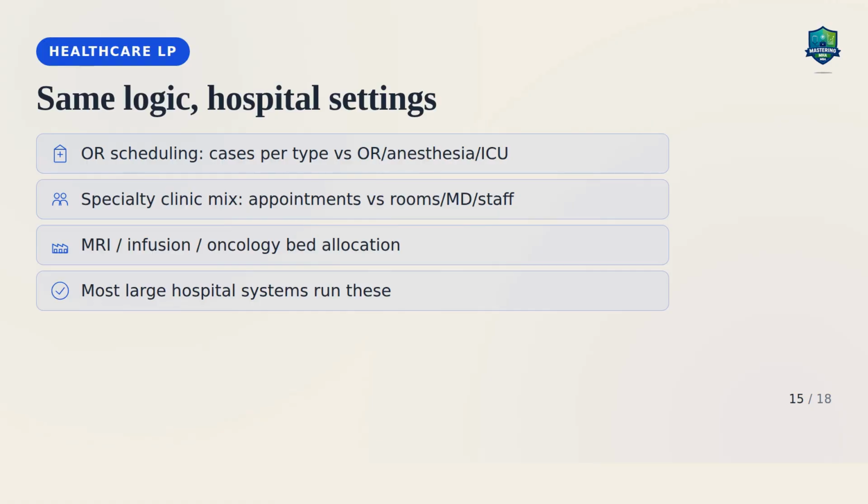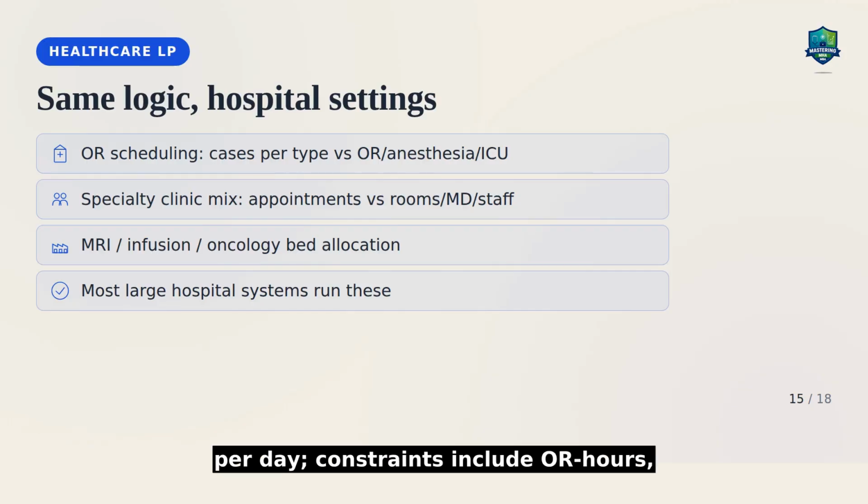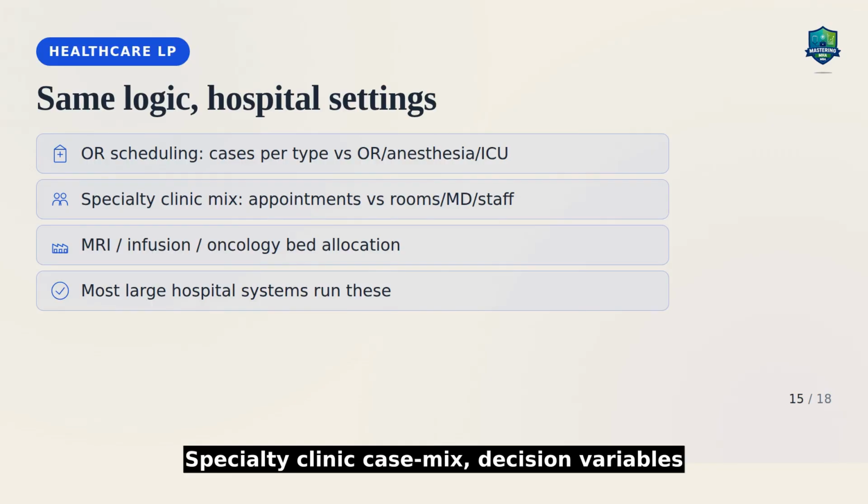Translating to healthcare. Operating room scheduling. Decision variables are the number of each procedure type to schedule per day. Constraints include OR hours, anesthesia coverage, post-op ICU beds, surgical staff, specialty clinic case mix.